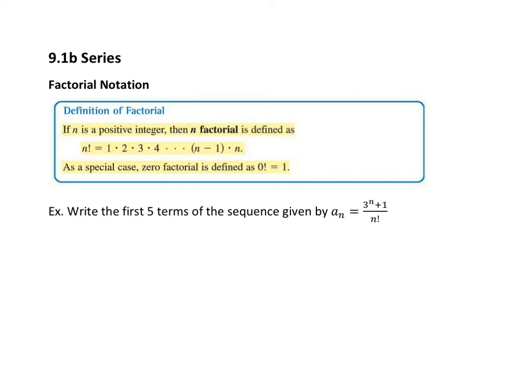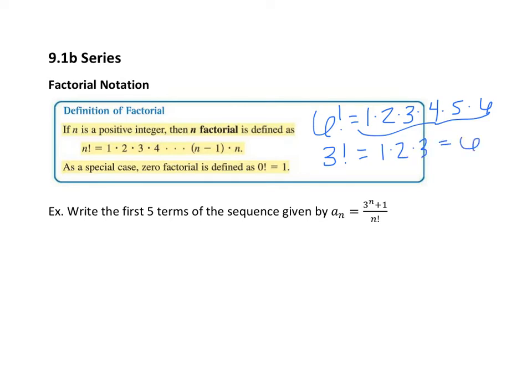Okay, we're going to start series, but first we're going to go over some different notation, factorial notation. N factorial is the product of consecutive numbers leading up to n, unless you have 0 factorial, then you just have 1. Just an example, 6 factorial would be 1 times 2 times 3 times 4 times 5 times 6, and you would multiply all that together. 3 factorial would be just 1 times 2 times 3, which is easier, which would be 6.